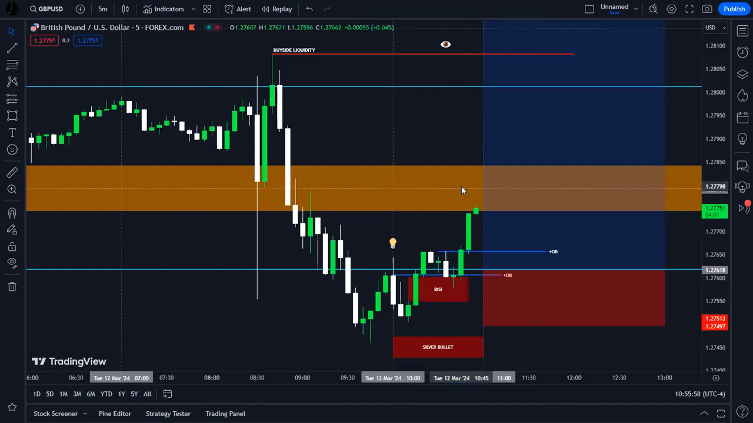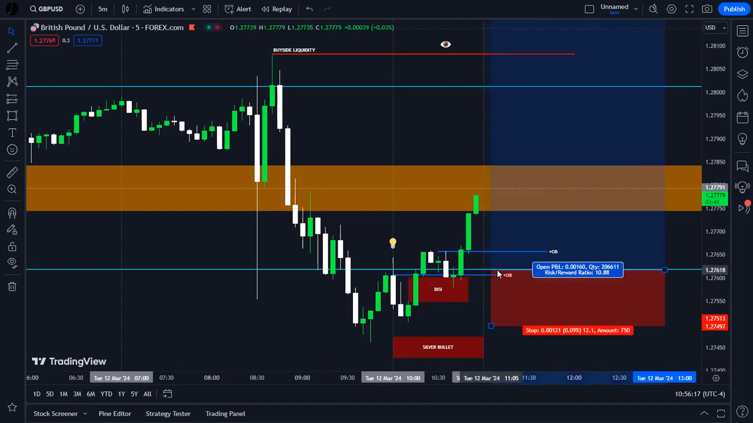When we break above this gap, it's an inversion, and it will be a strong support. Then we can place our stop losses at break even. When we break above here, put all your stop losses at break even and be confident that it's not going to come below here.